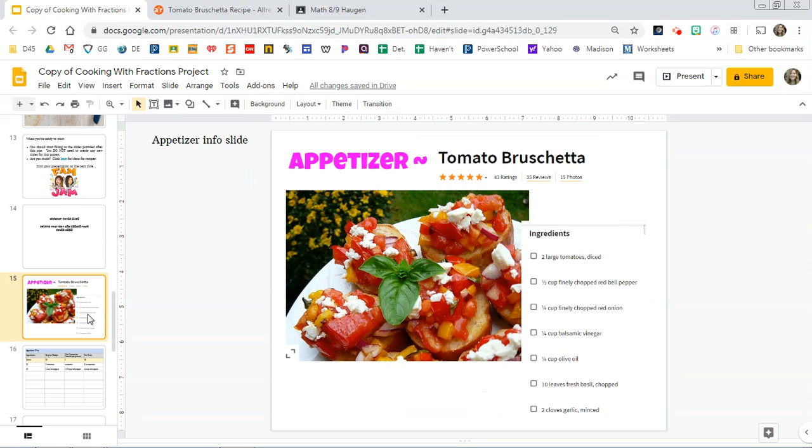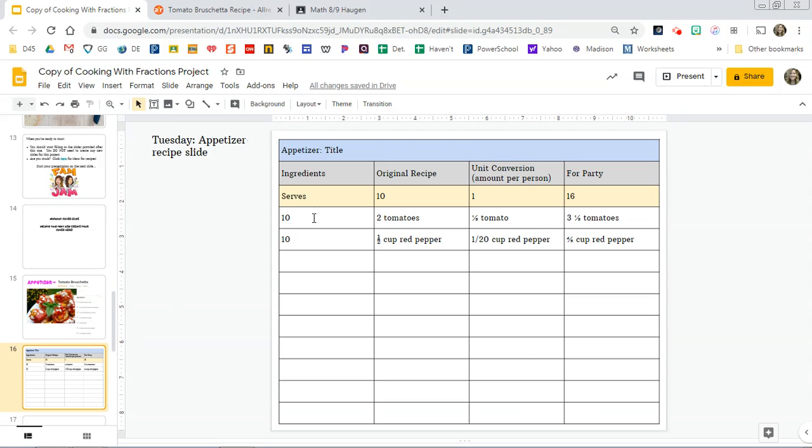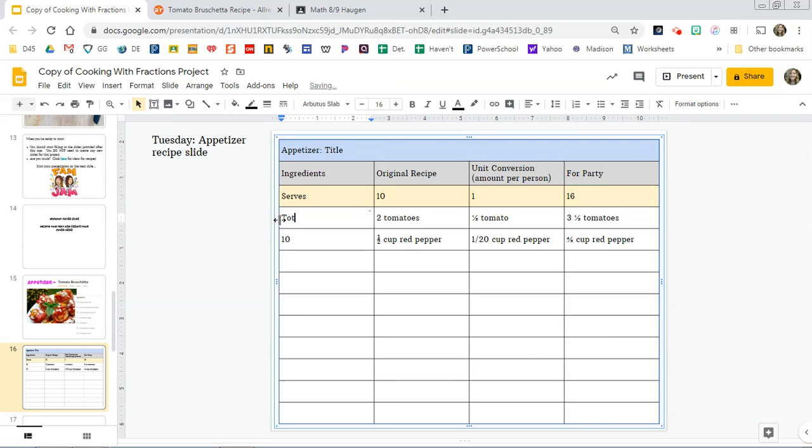I made my appetizer first slide look a little prettier. Of course, there's some pink. You're welcome. I know you've been missing all the pink. And here's where I messed up. I was supposed to put the ingredients here.